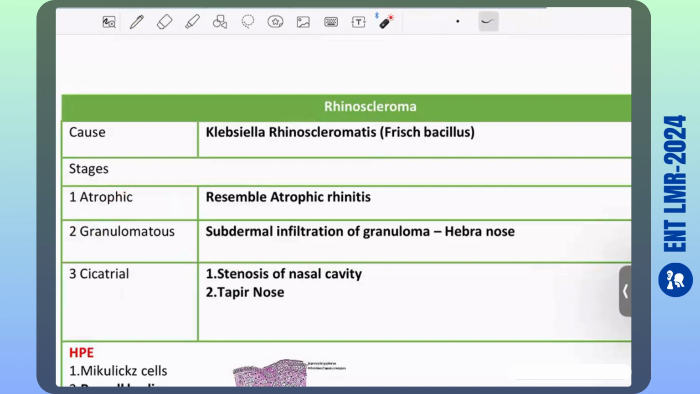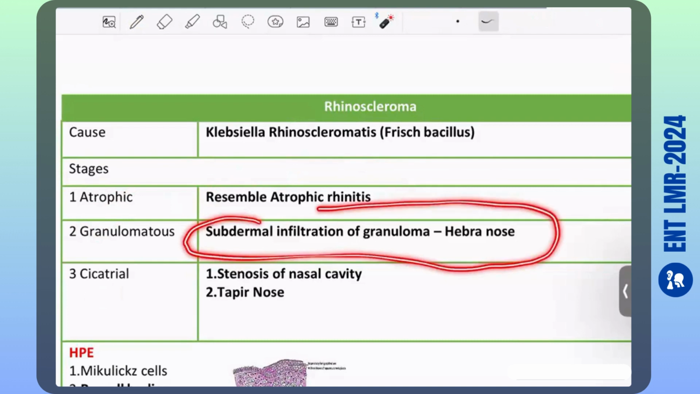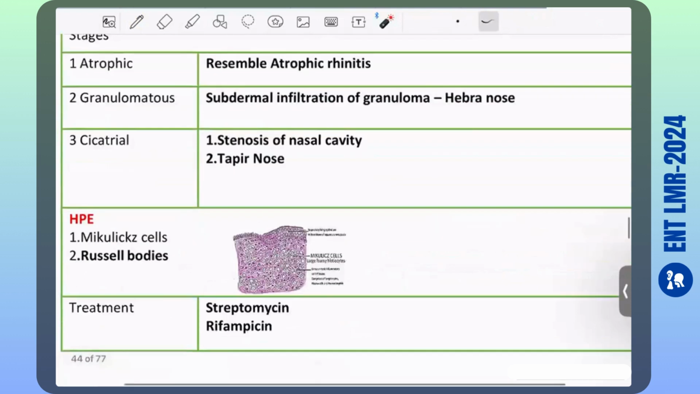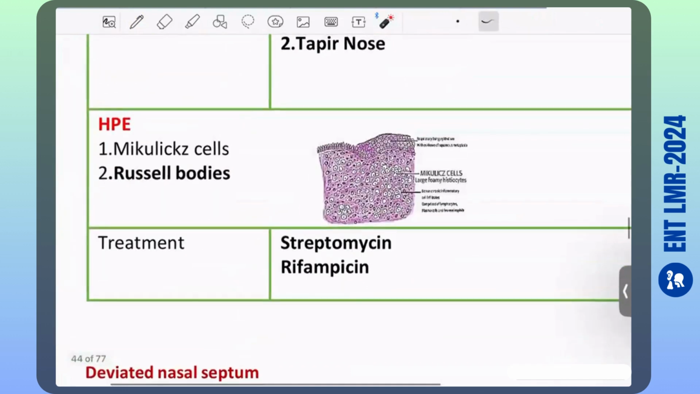The atrophic stage will resemble atrophic rhinitis. In the granulomatous stage, there will be subdermal infiltration of granuloma, which resembles Hebra nose. In the cicatricial stage, there will be stenosis of the nasal cavity and tapir nose deformity. On histopathological examination for this patient, there will be Mikulicz cells and Russell bodies. The treatment for this patient is streptomycin and rifampicin.